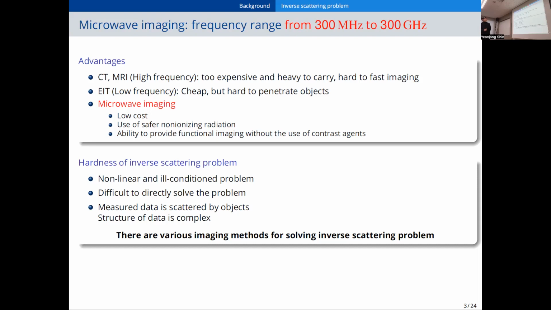There are some inherent difficulties of the inverse scattering problem. Mathematically, it is a non-linear and ill-conditioned problem, so it is very hard to directly solve. Physically, the data is scattered by the object, so the structure of the data is complex. To handle this difficulty, there are various imaging methods.